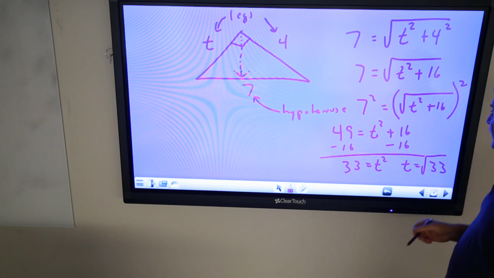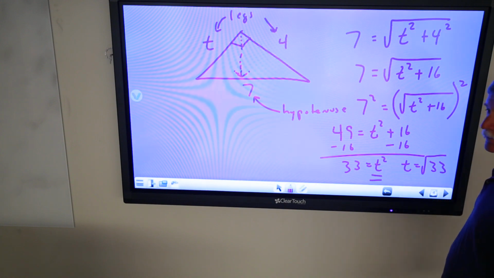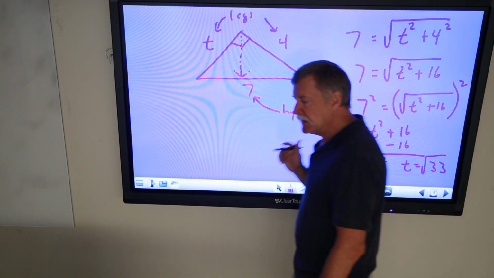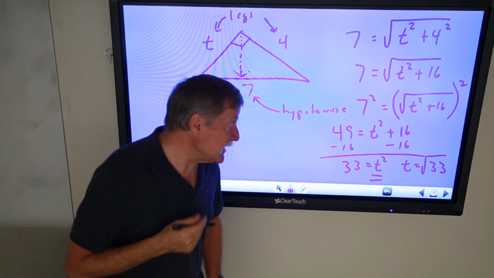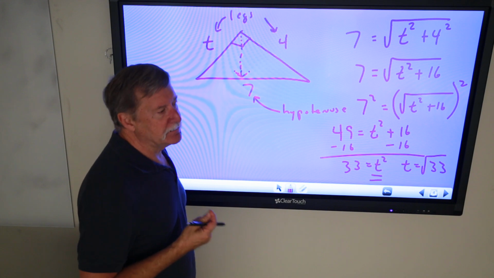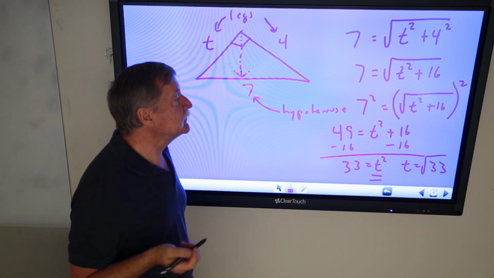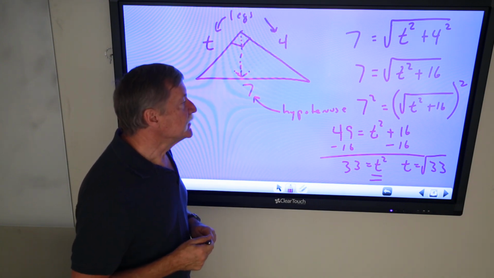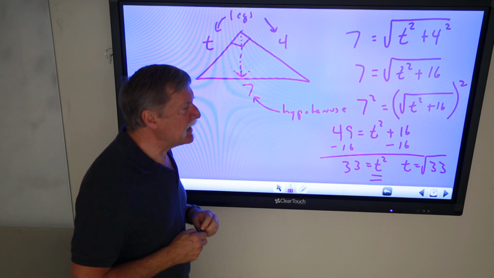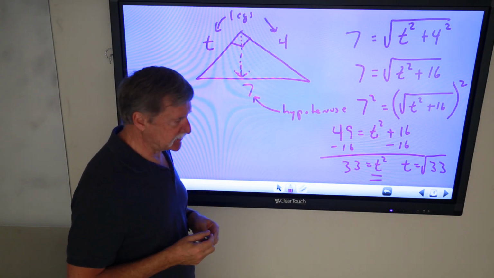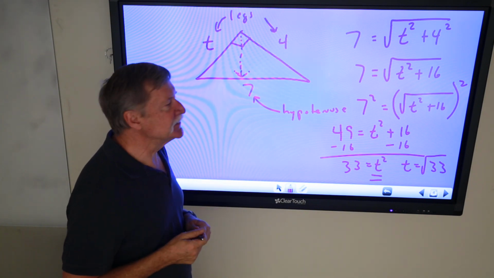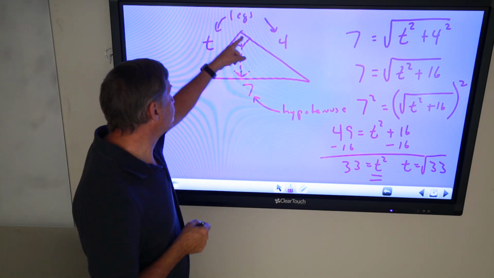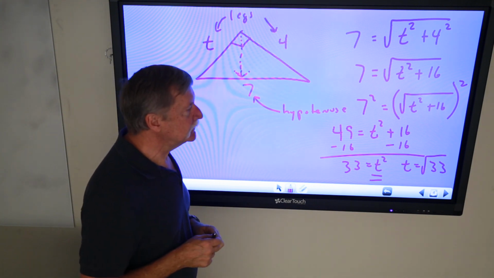Subtracting 16 from both sides gives me 33 equals t squared. But I want to know what t is, so I have to take the square root of both sides, and t is the square root of 33. Now, you could be picky and say, well, couldn't it also be negative root 33? And strictly algebraically speaking, yeah, it could. But in geometry, having a negative length of a side is kind of ridiculous. So we say that negative root 33 is extraneous. We throw it out. It's not realistic. But the square root of 33 for this length of a side is reasonable.